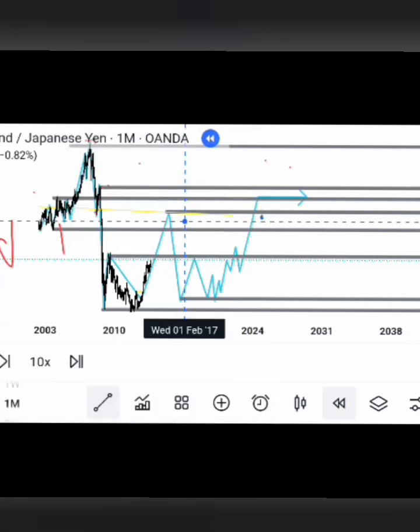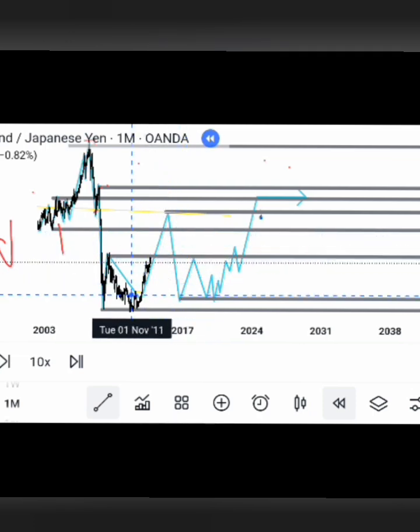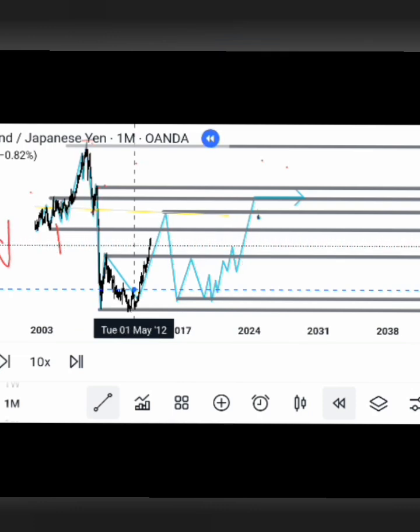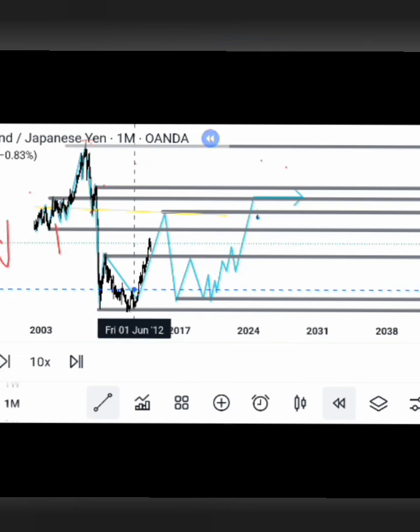So let's see how this market respected, alright, this region. That is what we want to see. How did the market respect this region? Let's watch out and see what the market did.